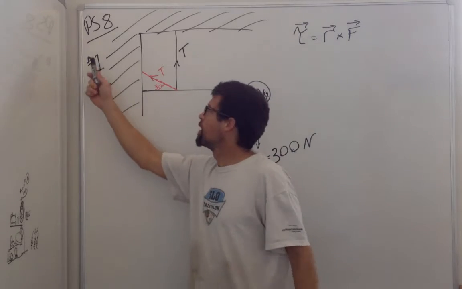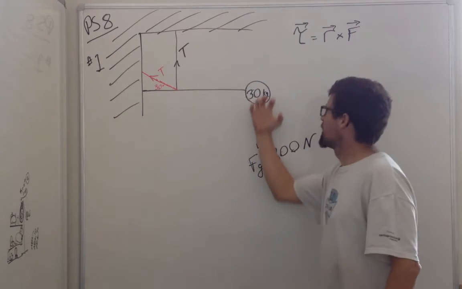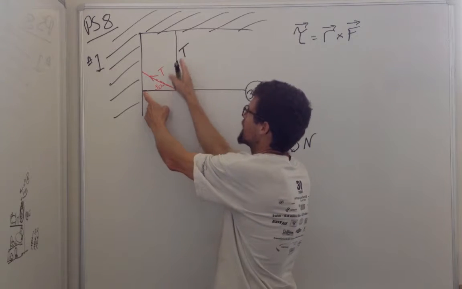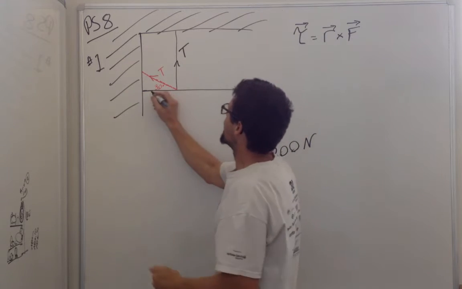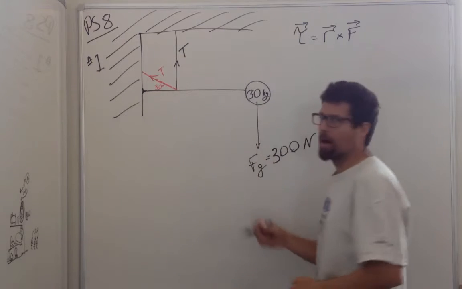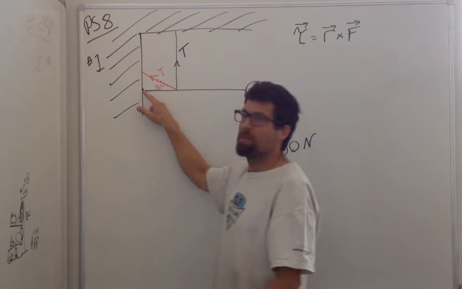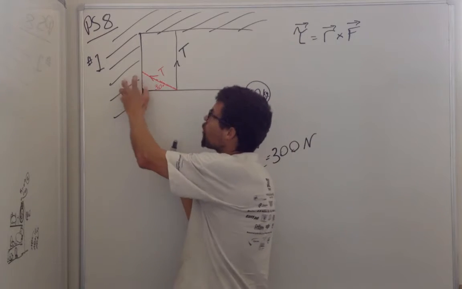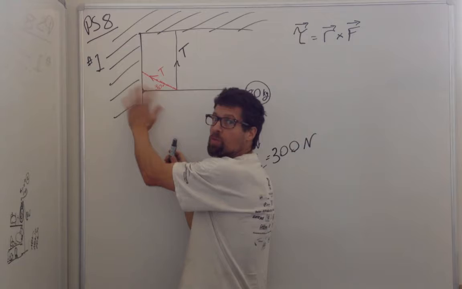So for problem set 8, number 1, we've got this 30 kilogram mass hanging at the end of a bar. The distance between the cable and the pivot point is 1/3 the length of the bar. And so we pick this pivot point as the center of torques because then we don't have to worry about the reactive forces here, which we don't know.